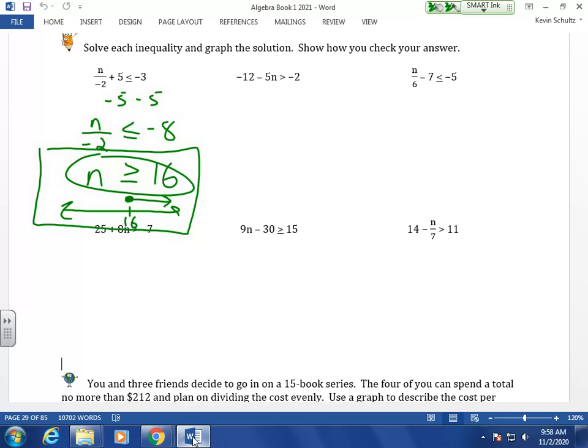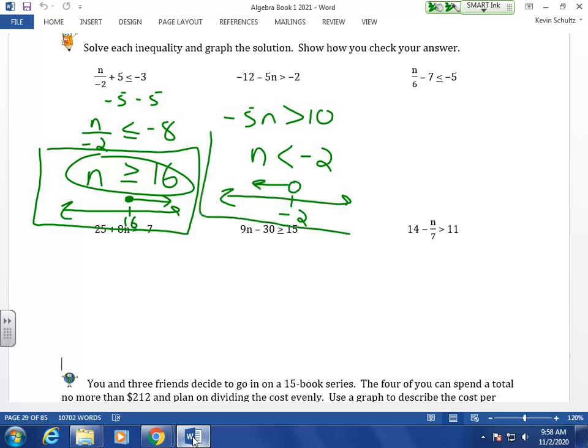Next one, we'll start by adding 12. So we have -5n is greater than 10. Will we flip our inequality symbol? Yes, we will. Dividing by that -5 is going to flip it. So we get n is less than -2, which is an open circle at -2 going to the left. Everything in that box is necessary for your solution.